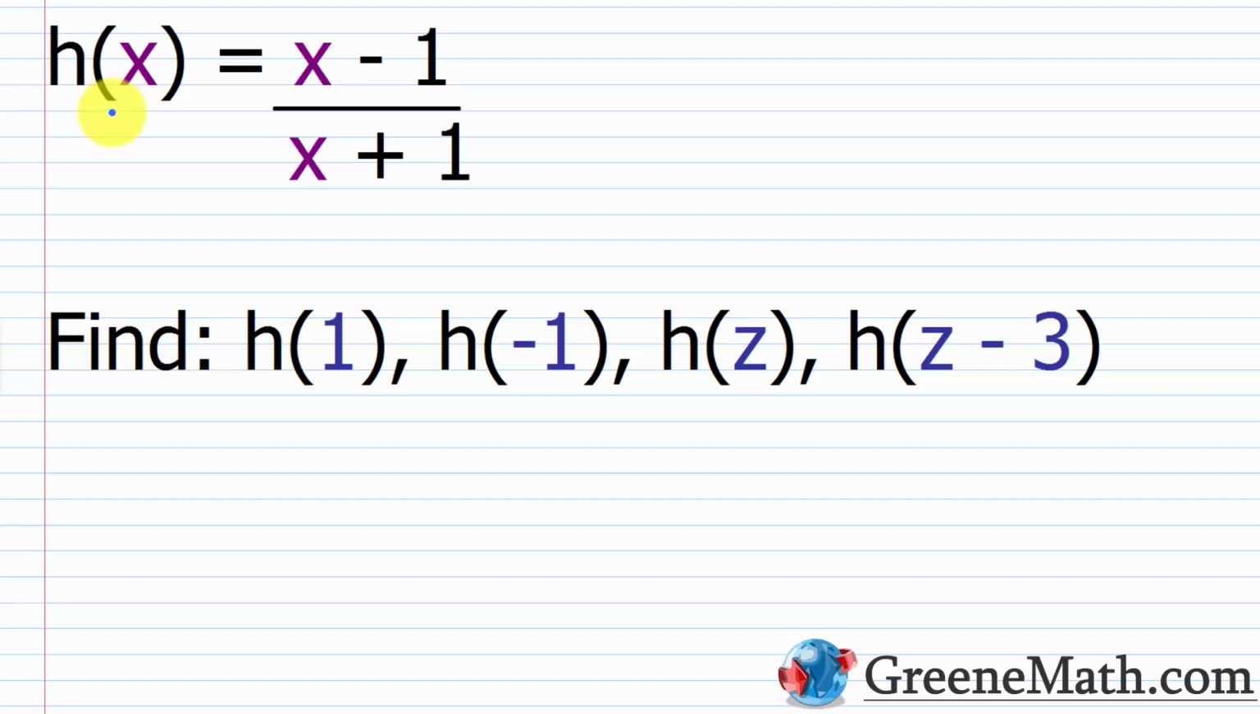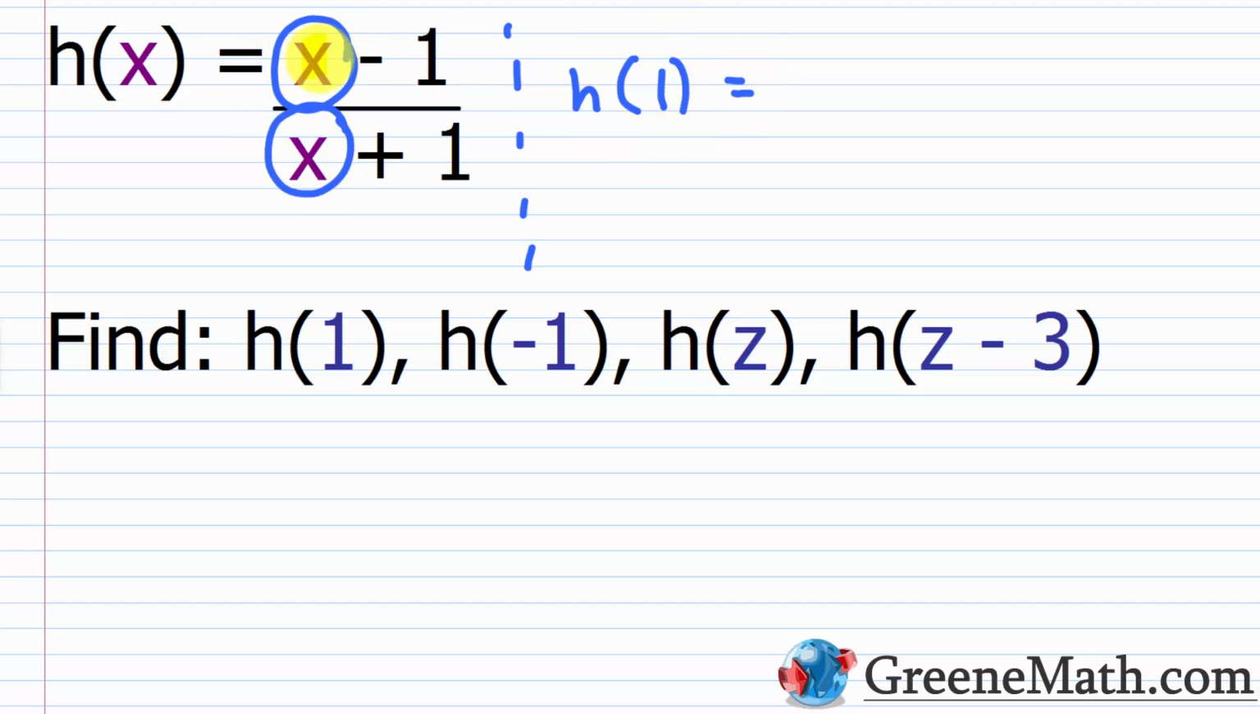So we have h of x is equal to x minus 1 over x plus 1. So we want to find h of 1, h of negative 1, h of z, and h of z minus 3. So again, in each case, I'm just plugging in, right? So if I want h of 1, you can do this right here. There's enough room. This is equal to what? Plug in a 1 here and here, okay?